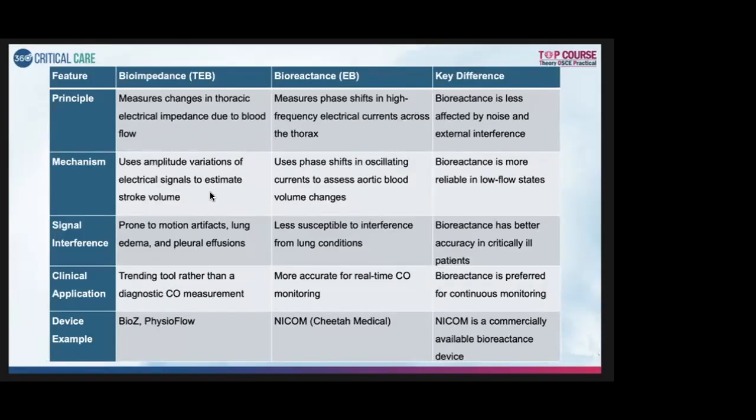Okay. In bioimpedance, the main mechanism used is amplitude variations of the electrical signals to estimate the stroke volume. Whereas in bioreactance, it uses phase shifts in oscillating currents to assess the aortic blood flow volume changes. So bioreactance is more reliable in low flow states. Okay. And when it comes to signal interference, bioimpedance is prone to motion artifacts, lung edema, and pleural effusions. Whereas bioreactance is less susceptible to interference from the lung condition. Bioreactance is a very reliable cardiac output monitor. Some examples of the devices are BIOS and PhysioFlow in case of bioimpedance, and Cheetah NICOM is one of the most commonly used bioreactance methods.